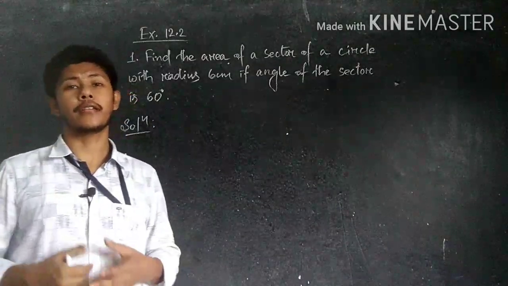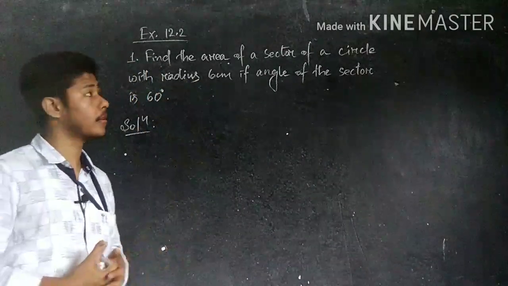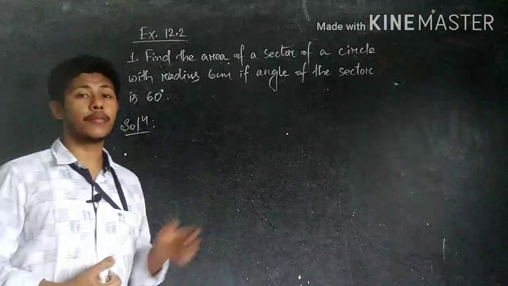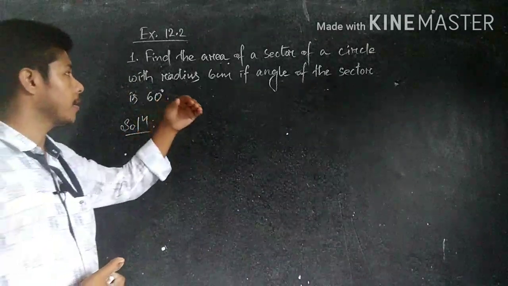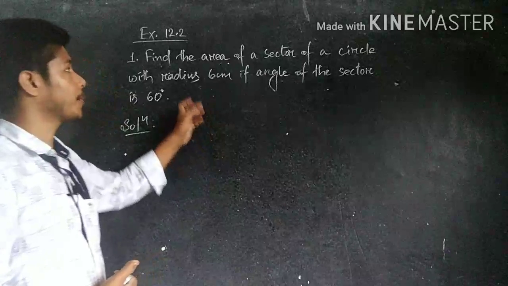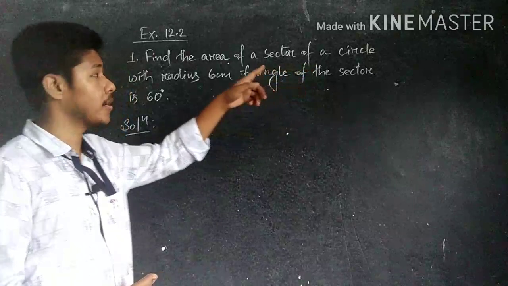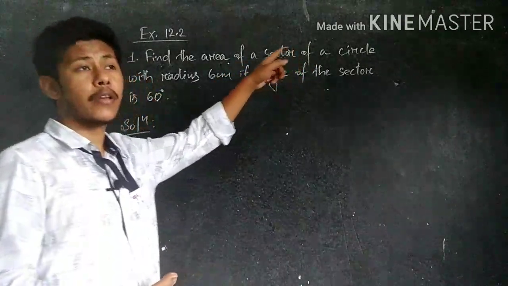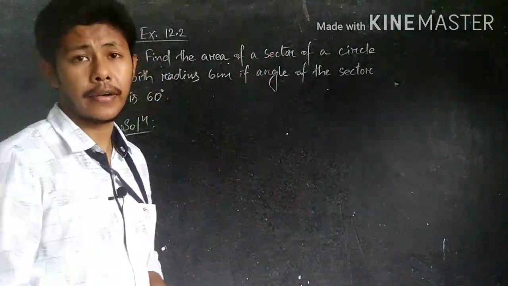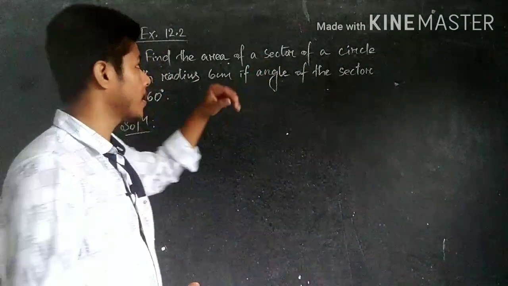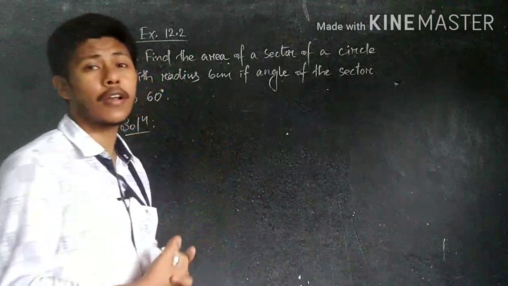Okay, now we start exercise 12.2, and here the first question is given. Find the area of a sector of a circle with radius 6 centimeter if the angle of the sector is 60 degree. That means the angle of the sector is given, and the radius is also given. So what we have to find out is the sector. Now you see here it only mentions sector, not minor or major. If only sector is written, that means we have to find out the minor sector. If we needed the major sector, then obviously it would be mentioned as major sector. If not mentioned, we simply find the minor sector.